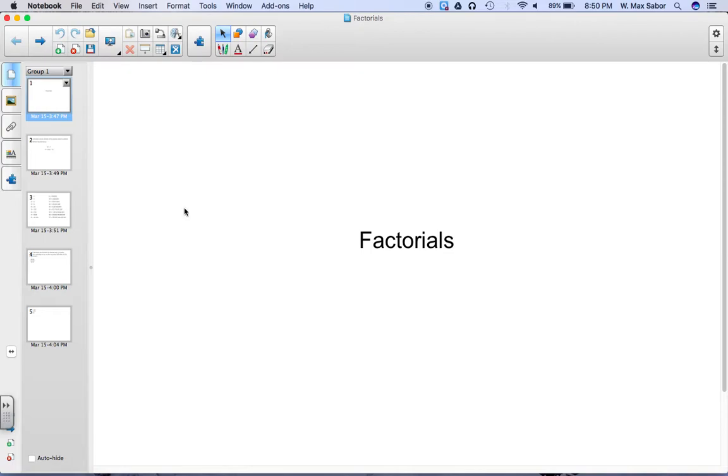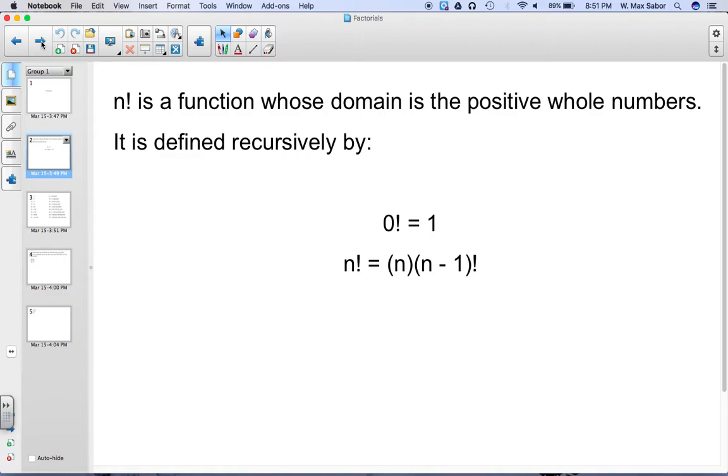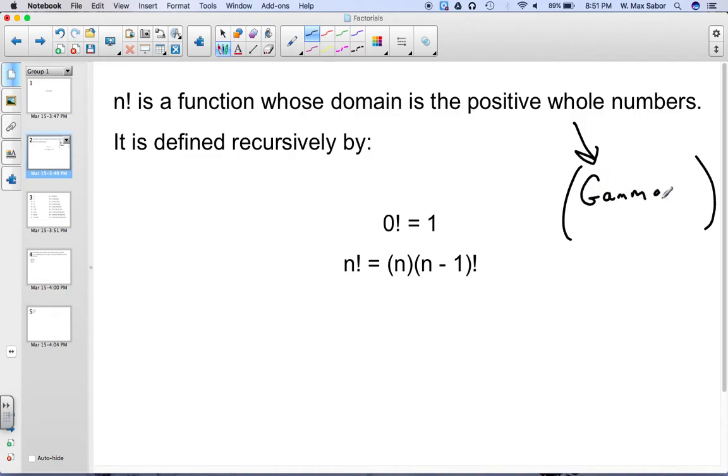We learned about factorials before, but let's refresh the definition of a factorial. N factorial, abbreviated with an exclamation point, is a function whose domain is the positive whole numbers. So you cannot plug in a decimal or a fraction or a negative or imaginary numbers. If you want to see something very similar to this, you can look up the gamma function.